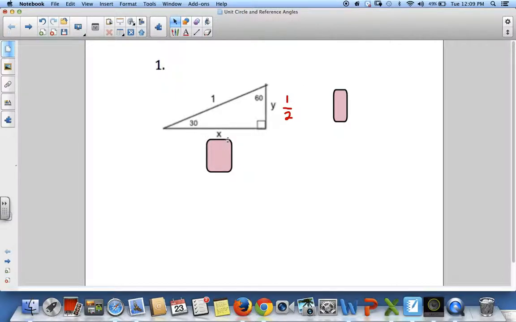And this side over here is going to be the shorter side times the square root of 3. So 1/2 times the square root of 3, we write as square root of 3 over 2. Which is going to come back for us. We're going to use this one a little later.